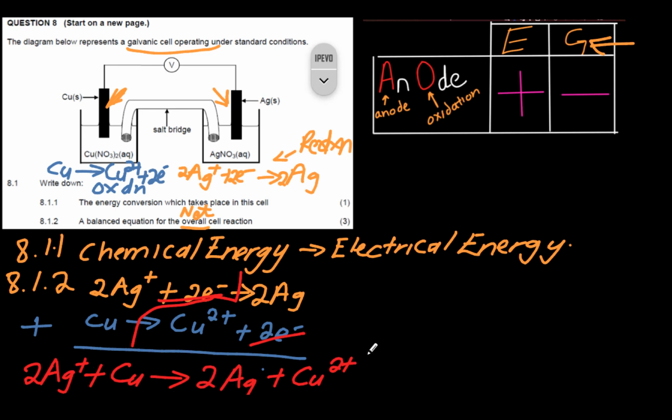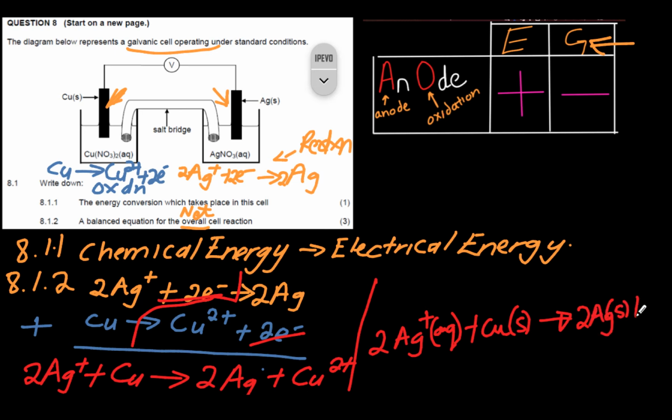Sometimes you have to put the phases, and in that case, you're simply going to do this. It's going to be 2Ag plus aqueous plus copper solid give you 2Ag solid plus copper 2 plus aqueous. This is aqueous, right? Aqueous here. Right, let's move on to the next question.